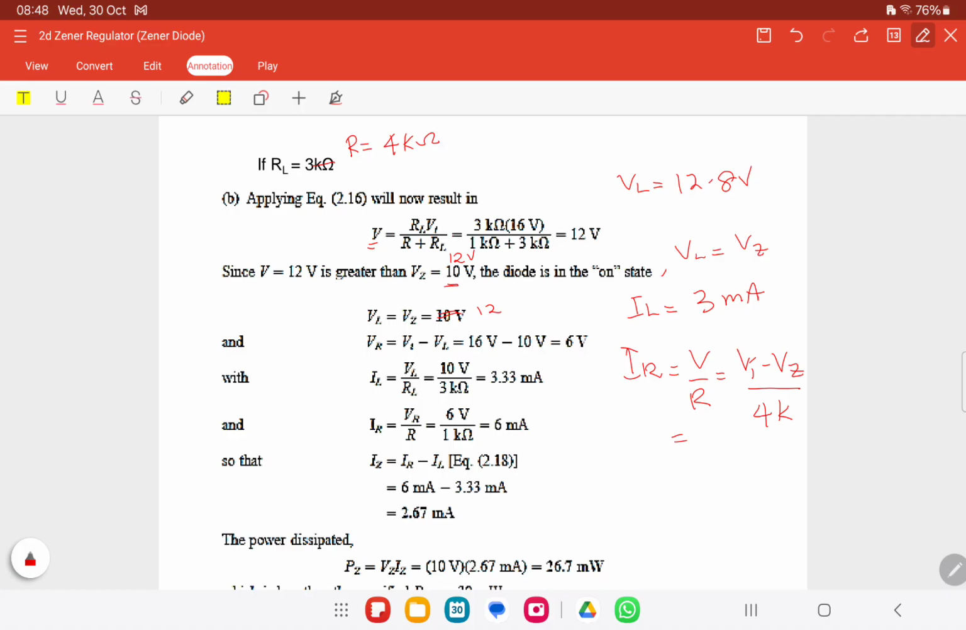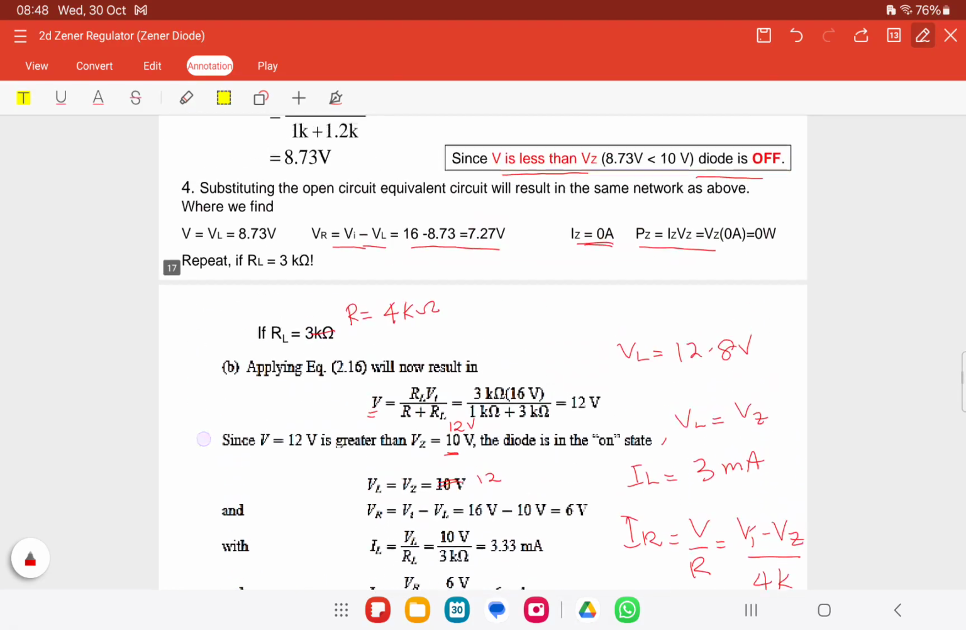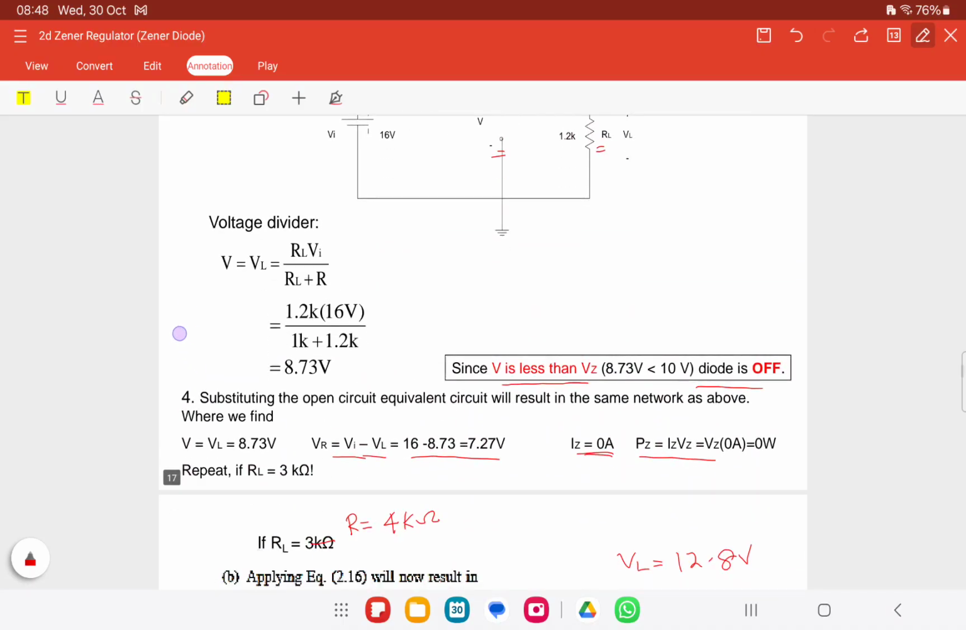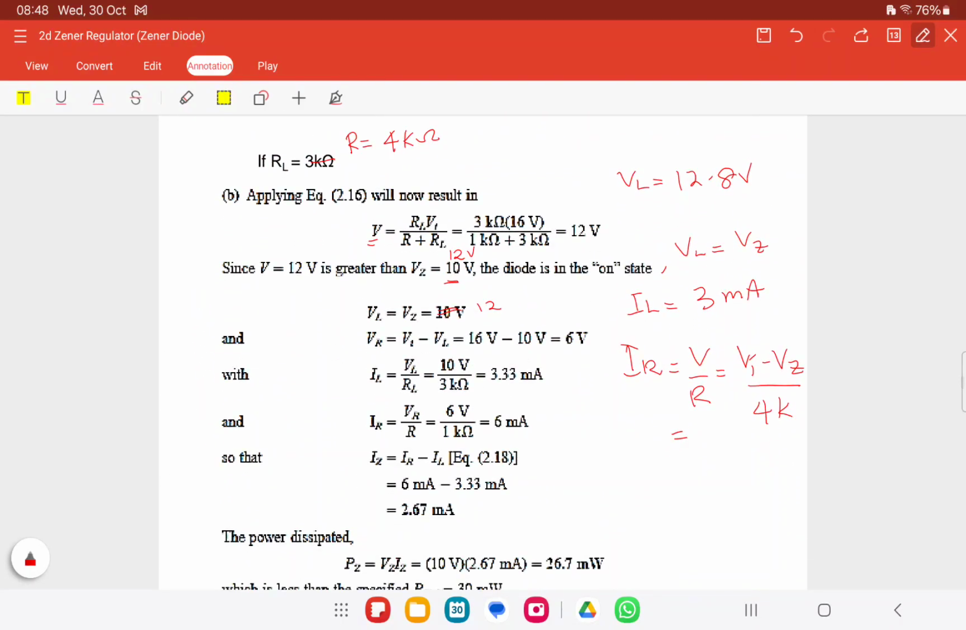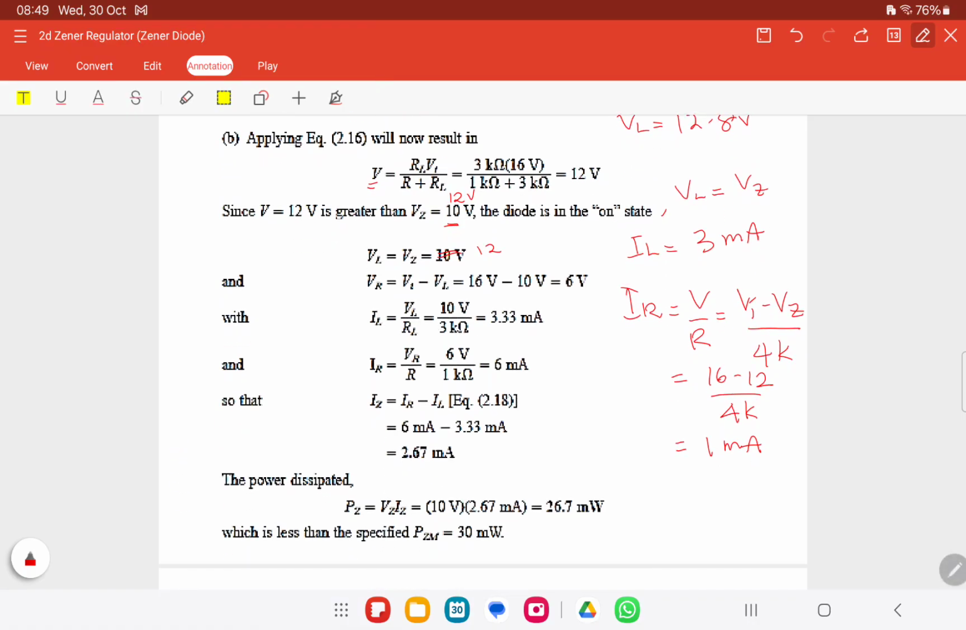Berapa IR? Saya tak tahu jawapan dia dapat berapa ni, sebab kita tukar-tukar. Tak dapat? VI dia berapa? 16. 16 tolak 12. Bagi 4K. 1 mili. Dah terbalik ni. Tak apalah, kita buat je. Okay, so IR is 1 mili.